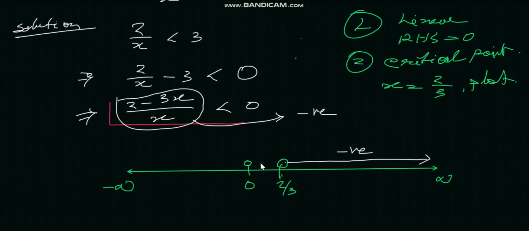Let's see in this region. Let's take 1 by 3 in this region. If we use 1 by 3, then the 3 will cancel, and that will be 1.